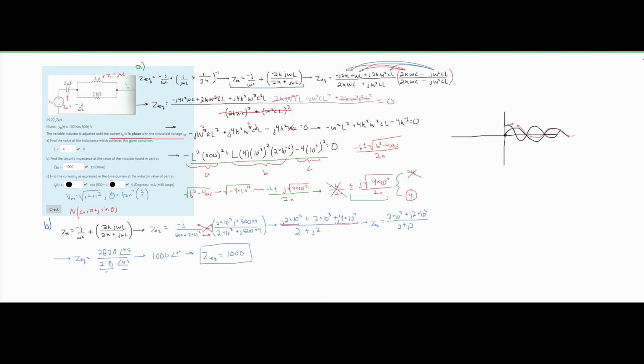So that means since they are the same, they will have the same values. So we will have a 100 for our current max, the same as our voltage max. And then we can see that we don't have any angle in our voltage. So we will have no angle, or we will have an angle of 0 degrees for our current. And that is how you would go about solving this problem.